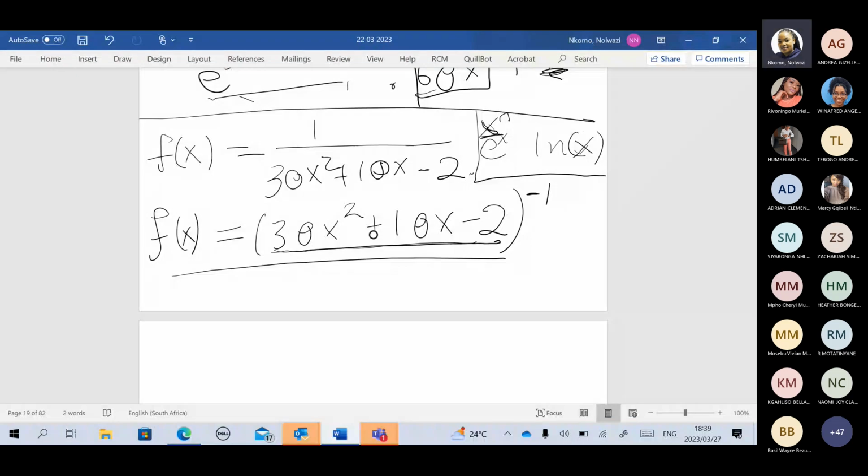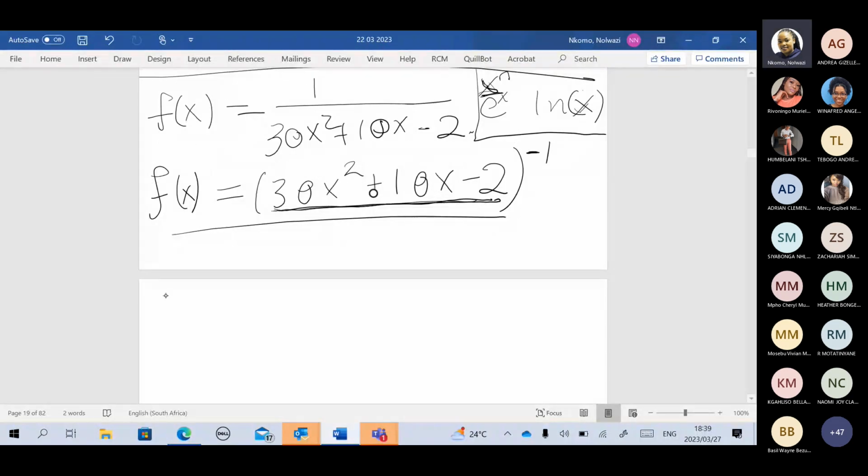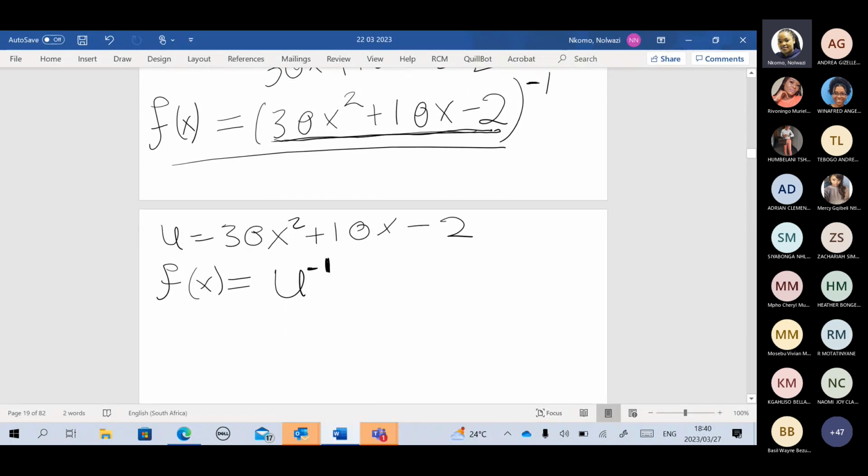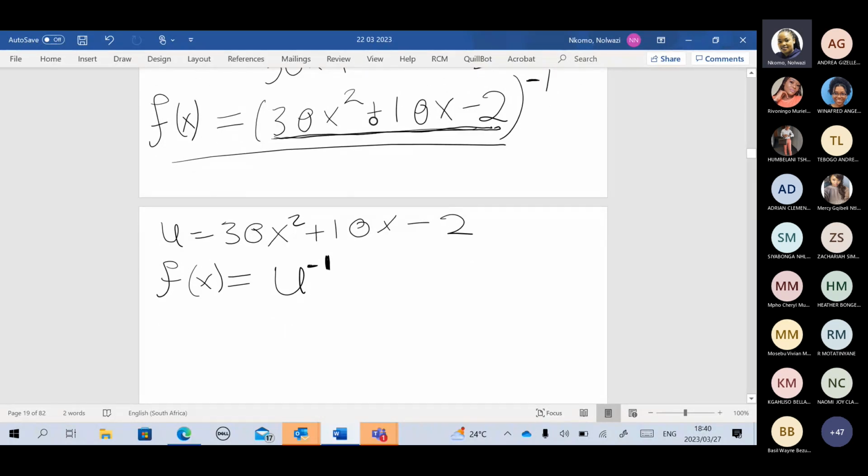Okay, I let u, the new variable, be the inner function 30x squared plus 10x minus 2, right? Meaning our new function is f of x equals u to the power minus 1, right?